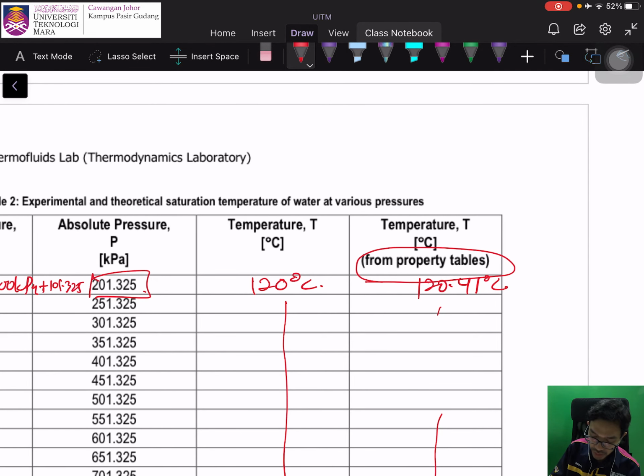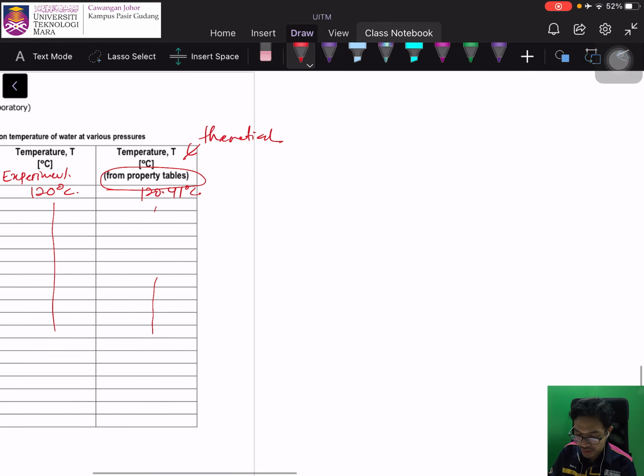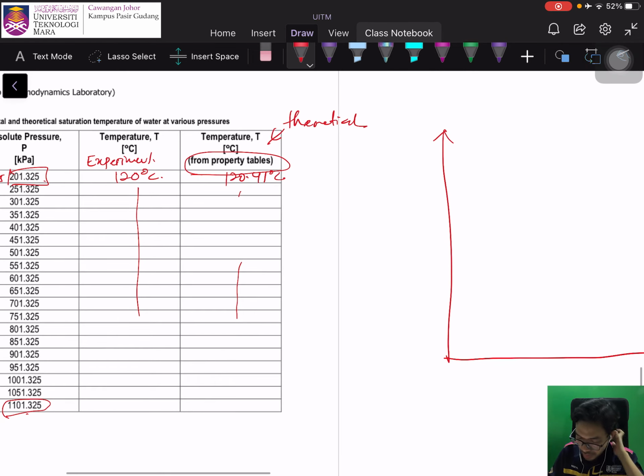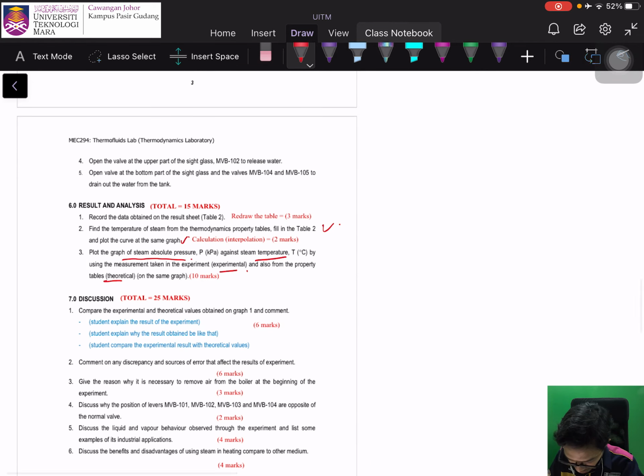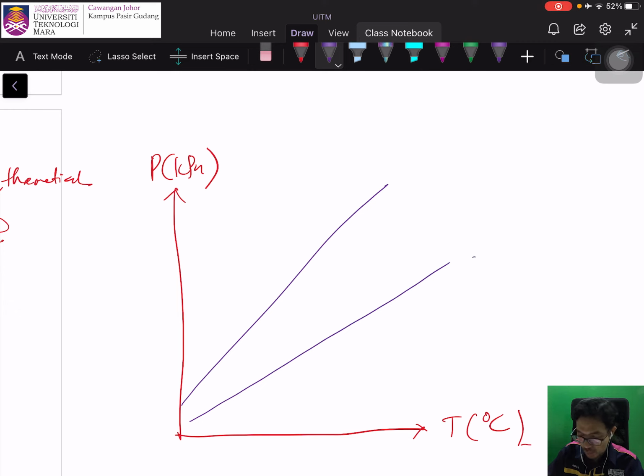So the value that you get from the experiment is in the third column here, right, and the fourth column here is your theoretical. Okay, you need to plot it using your Excel in one graph. Make sure it is in one graph, right? So pressure versus temperature. This is P in kPa, this is temperature in degrees Celsius. Most likely you will have two curves here. One will represent your theoretical value, another one is your experimental value.